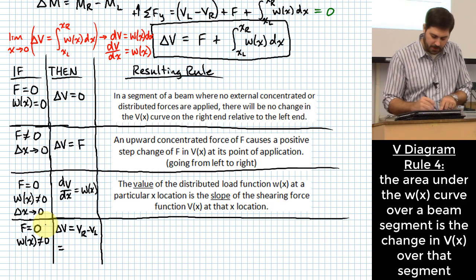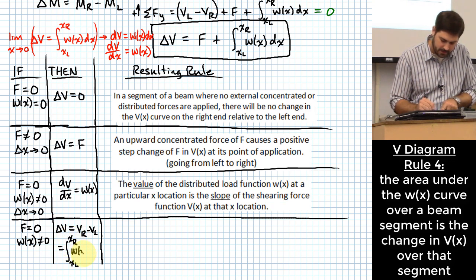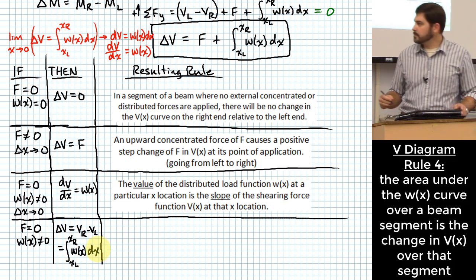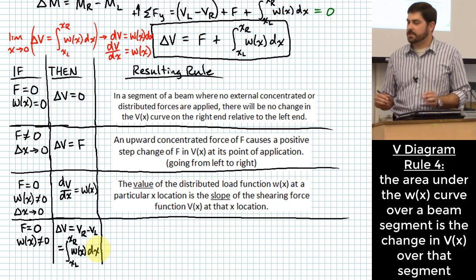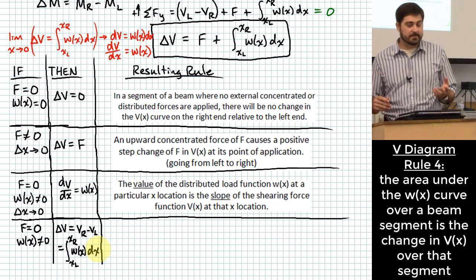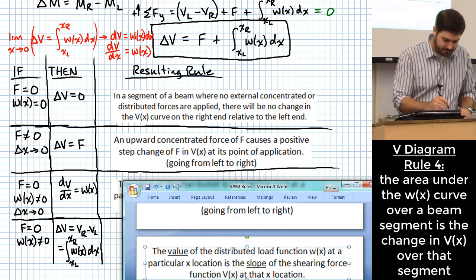Okay, we're letting F go to 0. This is just the integral from xL to xR of w(x) dx. That's really nice looking calculus stuff right there, but what does it actually mean? Well, I'll tell you what it actually means.